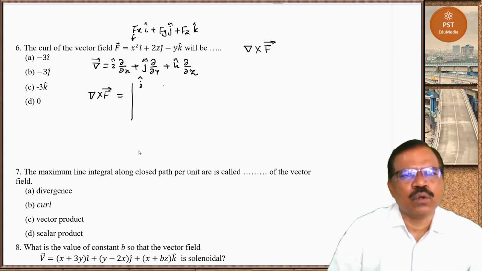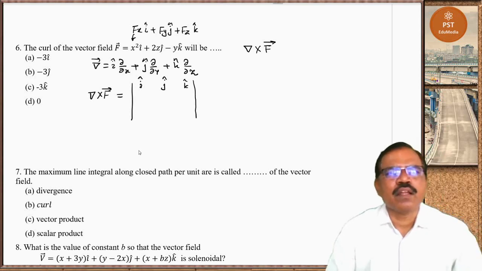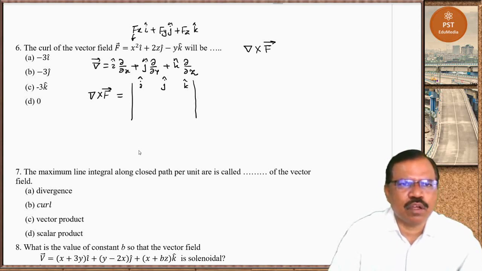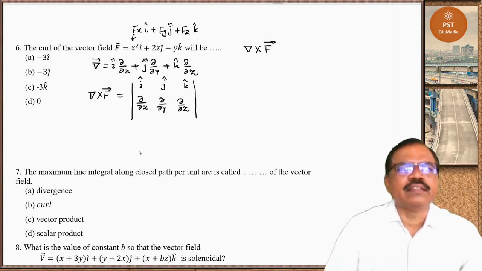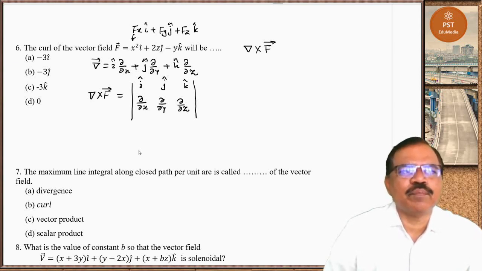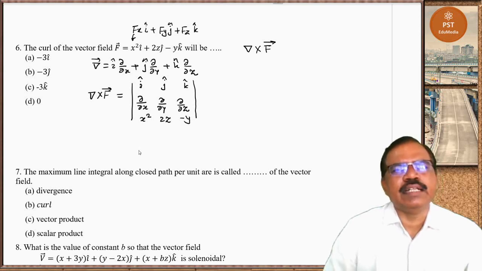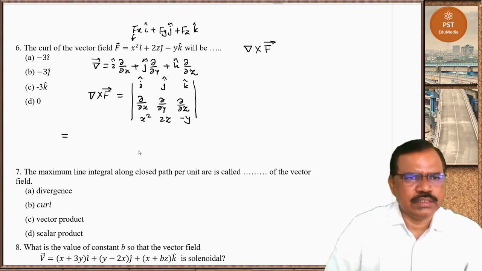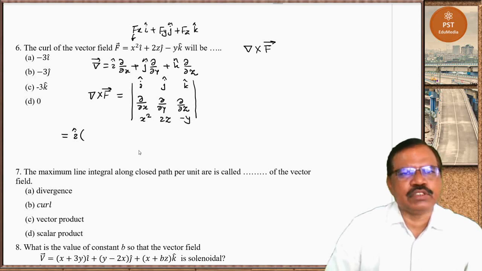So in the first row we have unit vectors i, j, k. Now in the second row, components of del, that are del by del x, del by del y, del by del z. And in the third row, we have components of f. That is fx. fx is x square. fy is 2zy. And fz is minus y. So this is equal to i times.